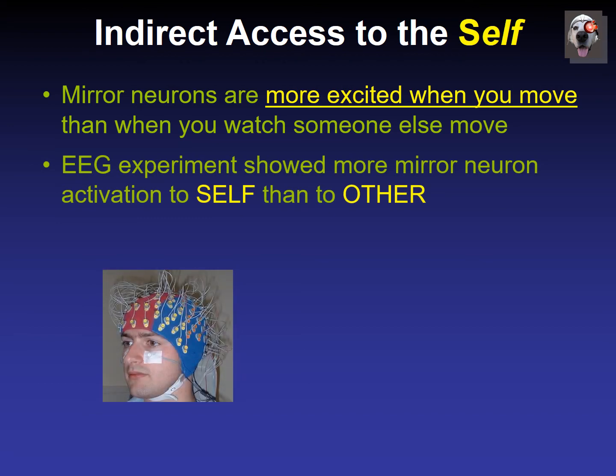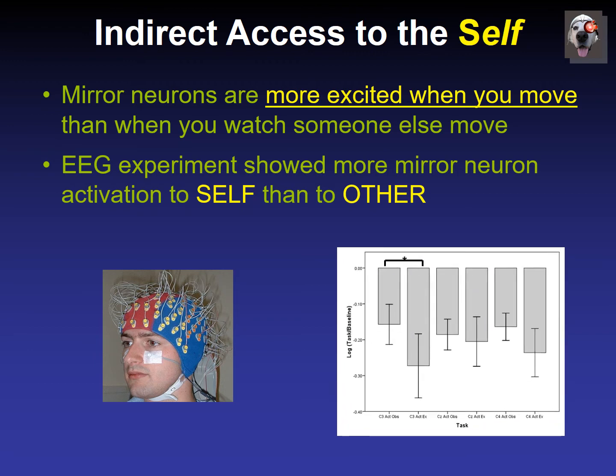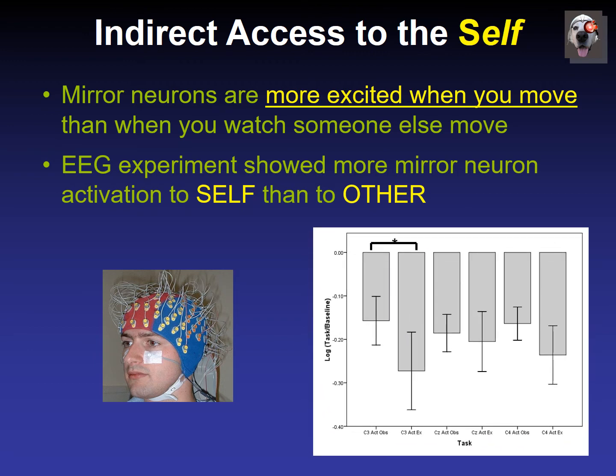And there's an EEG experiment that showed more mirror neuron activation to the self than to observing other people. This study was looking at the strength of the mirror neuron signal when people were observing others versus performing the action themselves. What we can see over here on the left side of this bar chart is the first bar from the left. It's about negative 0.15. And if we look at the bar next to it, it goes down to about negative 0.27, I'm going to say.